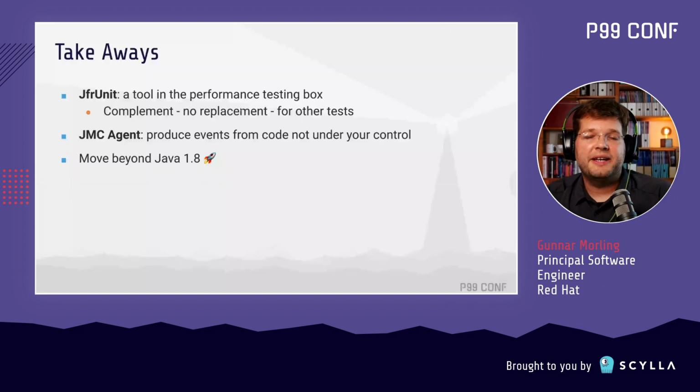To wrap it up, I hope I could make the case that JfrUnit can be a very valuable tool in your toolbox. It should amend other means of performance testing, but in combination with those, I would say it's very efficient. It allows you to gain very interesting insights early on. Using JMC agent, you can instrument existing libraries and their bytecode to emit additional events. And on a meta level, I would make the point: definitely move on beyond Java 8 or 1.8 if you are still on it. JfrUnit by itself would require newer versions, but there are also many performance improvements in terms of garbage collection and so on. So definitely move on to newer Java versions.